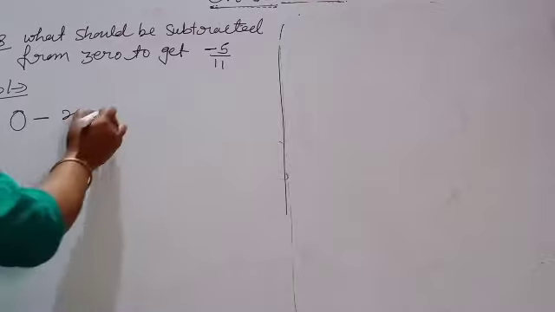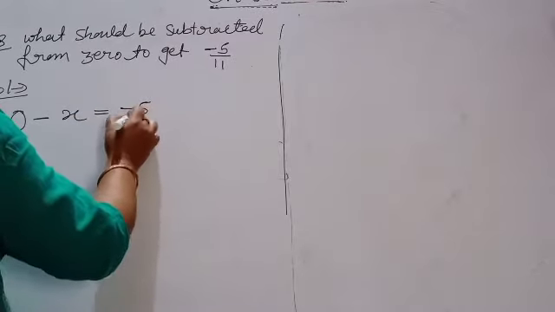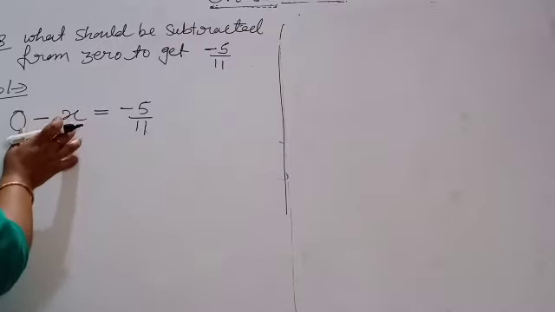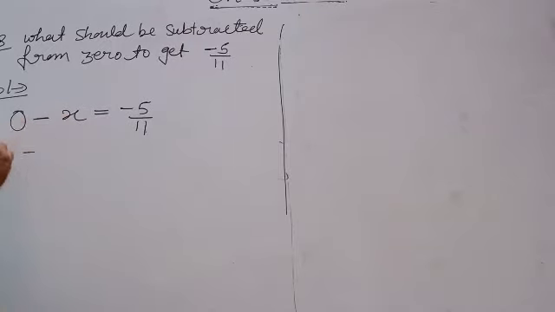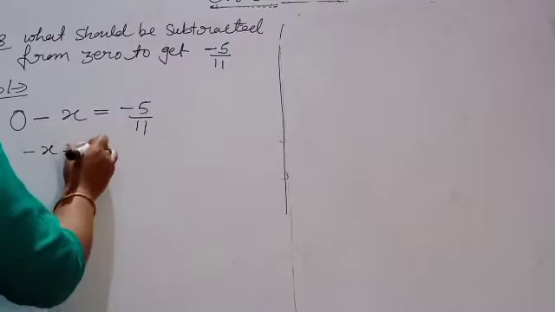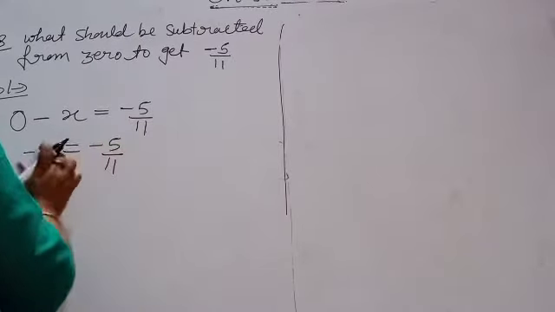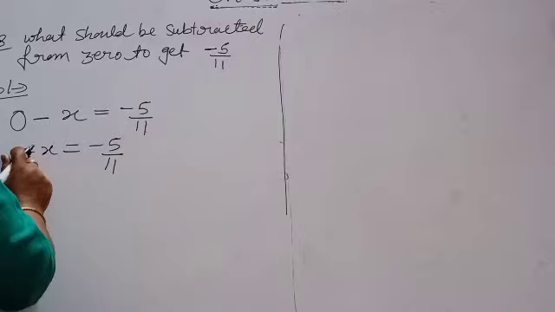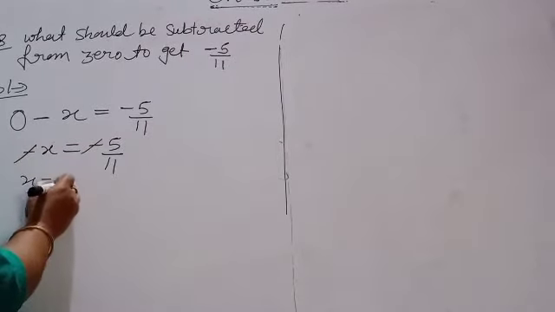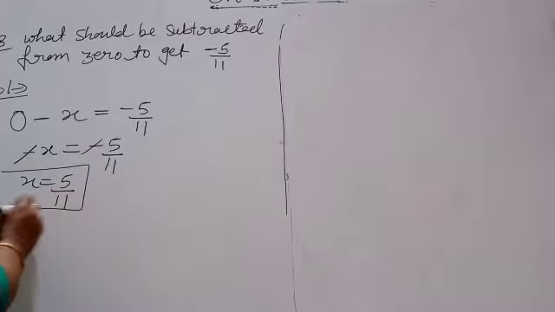0 minus x is equal to minus 5 upon 11. So what will it be? According to the property of rational numbers, if any number is subtracted from 0, then you get the same number. Okay, so it will be minus x is equal to minus 5 upon 11. Both sides have the same sign, so it will cancel. So x is equal to 5 upon 11. It will be your answer.